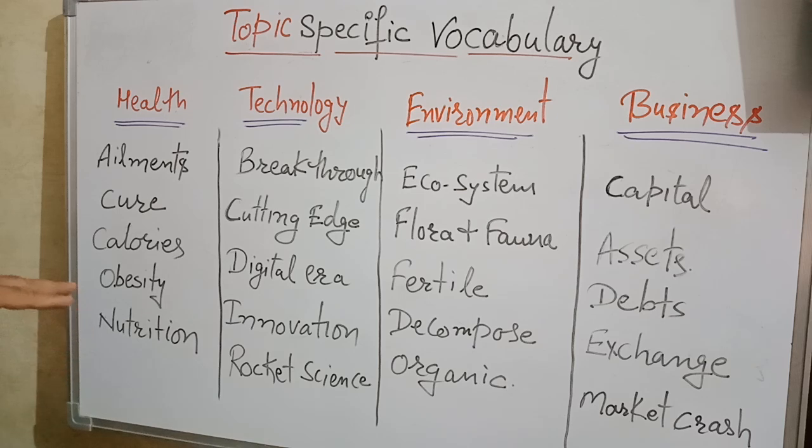So I'm going to now tell you about first related to health, then technology, then environment, then business, then food, then vocabulary that help you to describe personalities. So let's see step by step all these words.